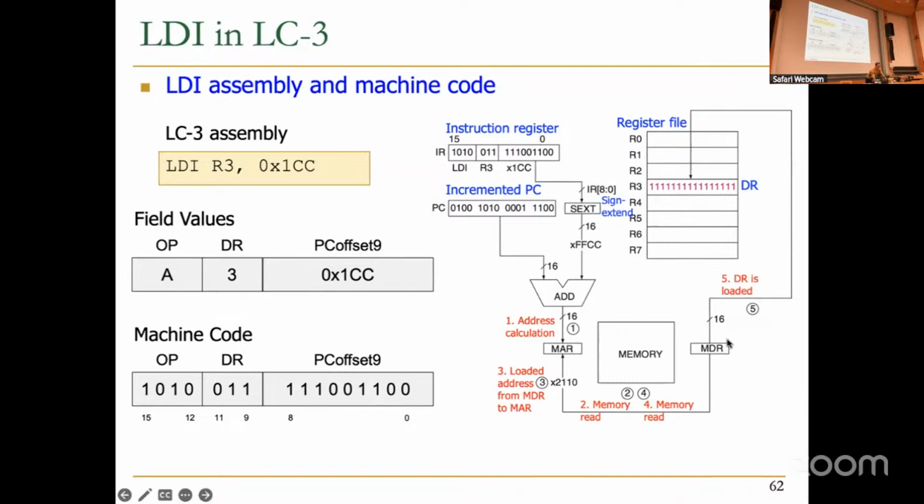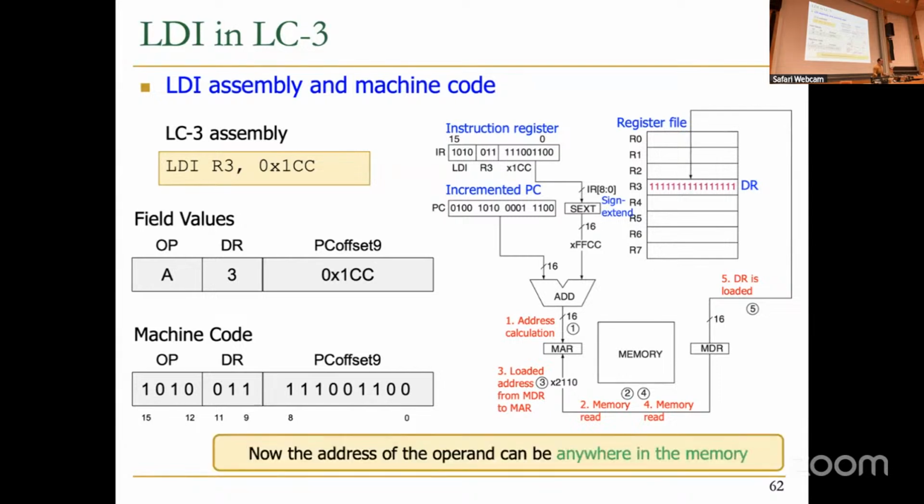And the data, once the memory is ready, you get the data into the memory data register, and you place the data into the register file as specified by the destination register bits in the instruction register. Make sense? Clearly, you need to modify the state machine to enable this. So you do 2 memory reads to be able to do this. But now the benefit of this is the address of the operand can be anywhere in the memory. And it's actually more powerful than this because you're actually using some pointer chasing, if you will. Okay, this is an interesting instruction, I think.